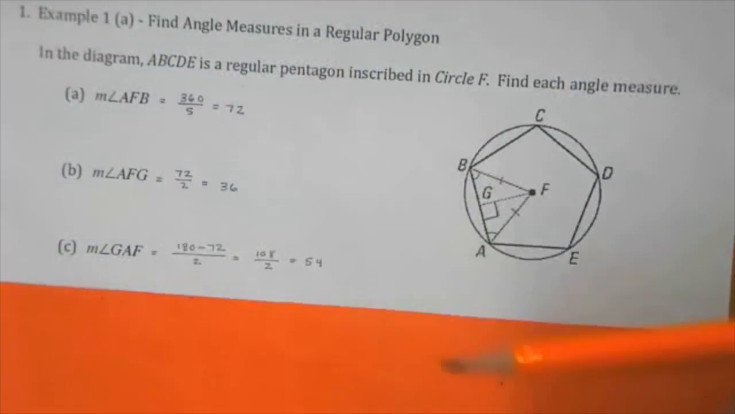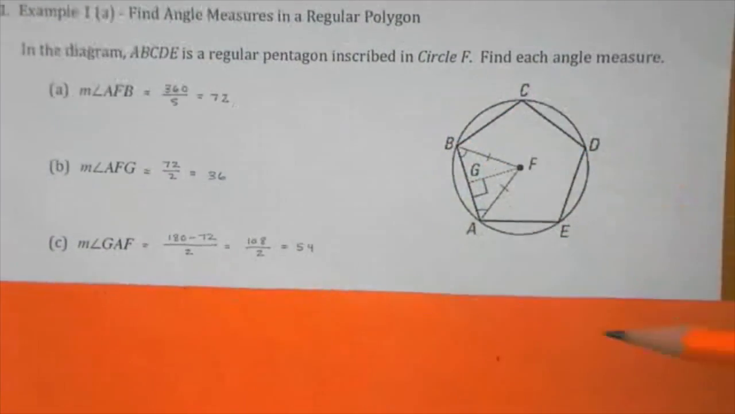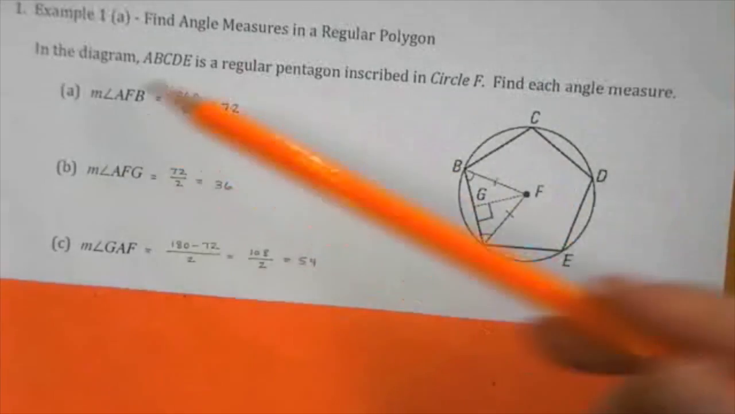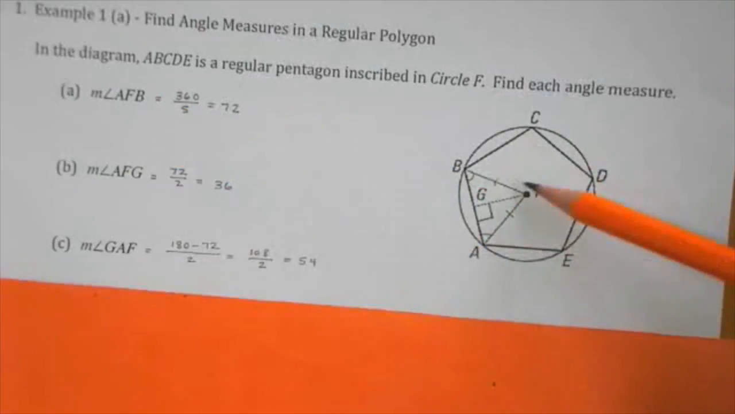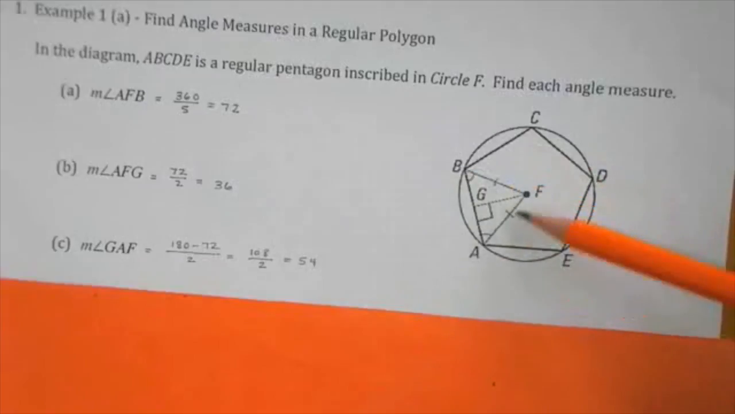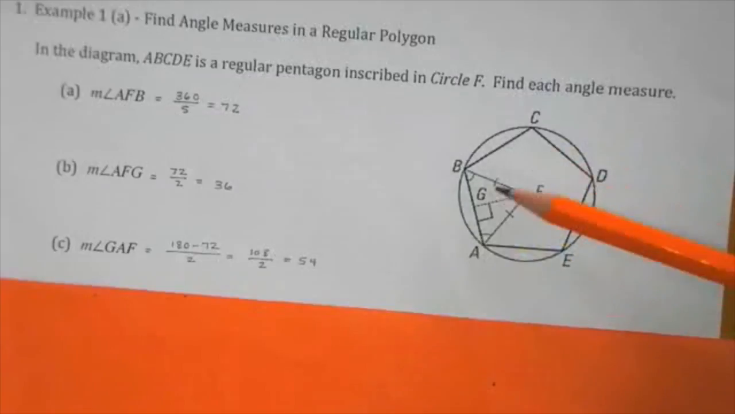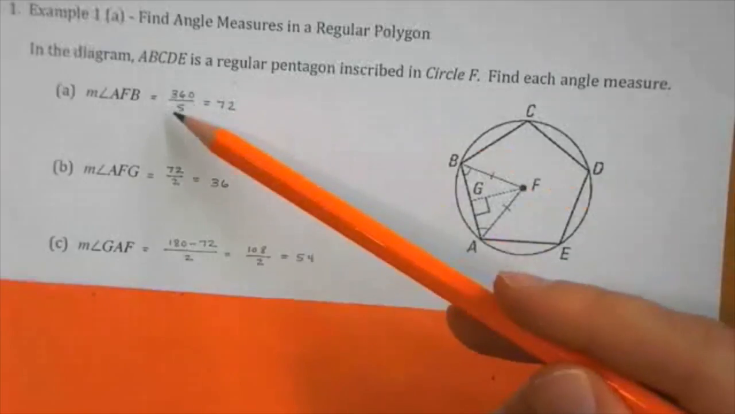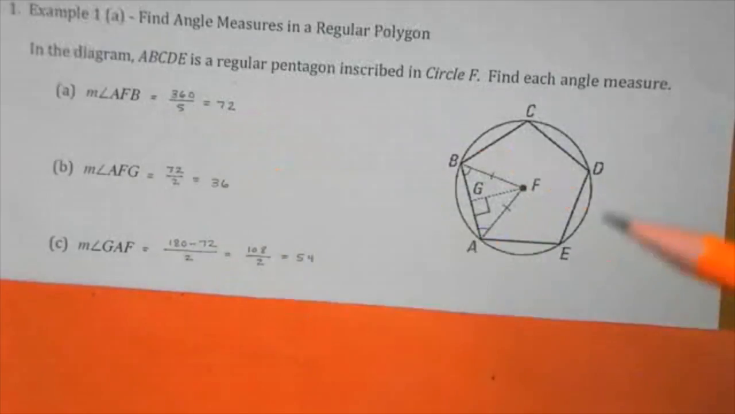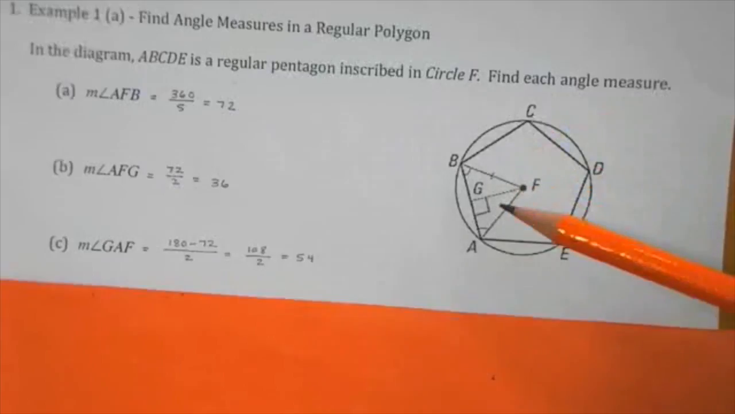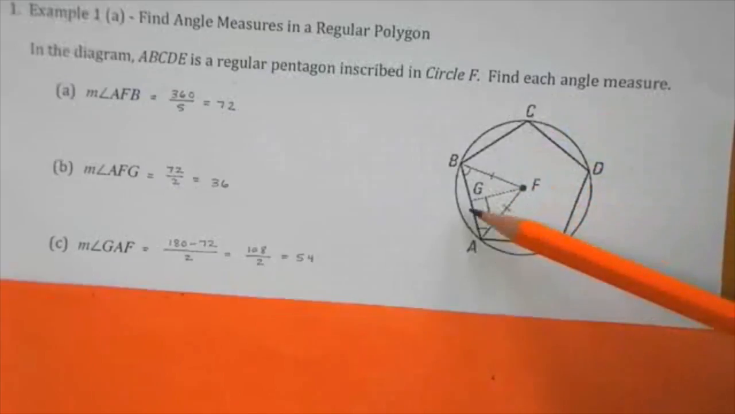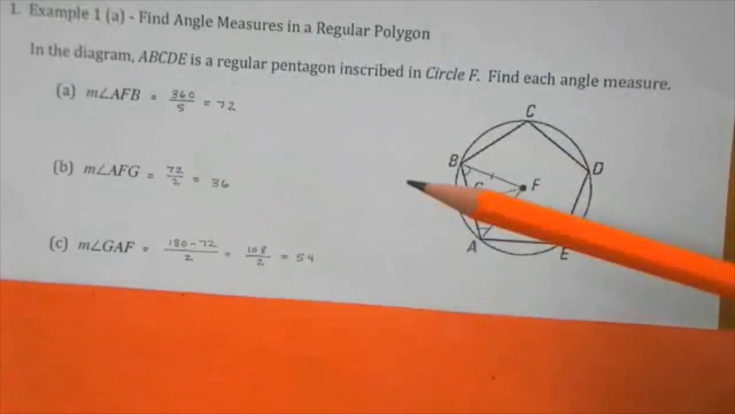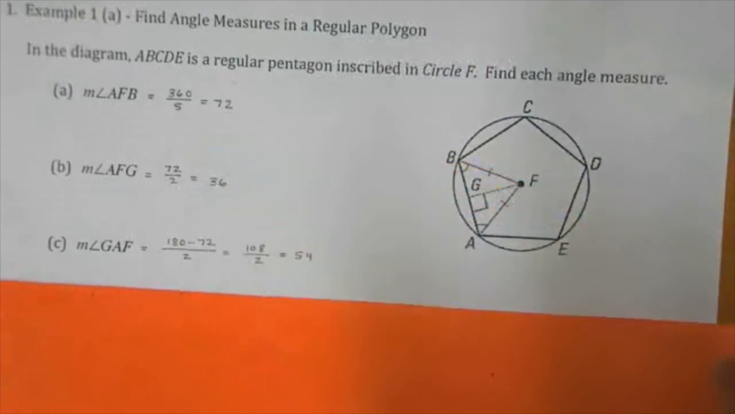So we have our diagram here. So in order to find AFB, which is a central angle, because you see you have two radii here that form it, so this is our central angle. So all we need to do is count the number of sides and divide 360 by the number of sides. So 360 divided by 5 gives us 72. All right, to find the measure of AFG right here is just half of our central angle, so we would just divide 72 by 2 to give us 36.